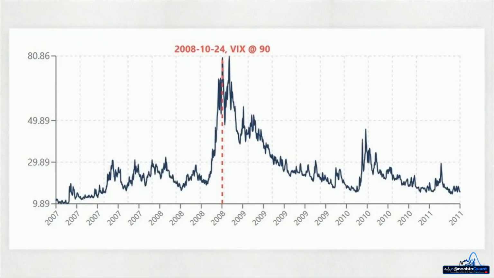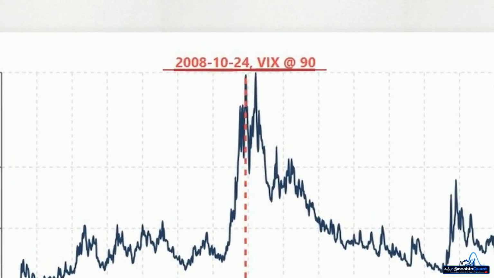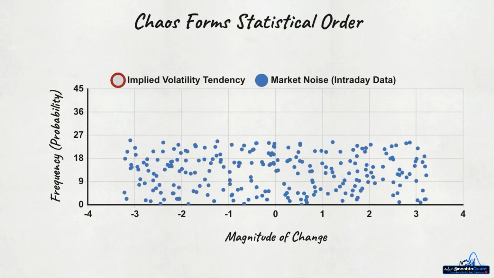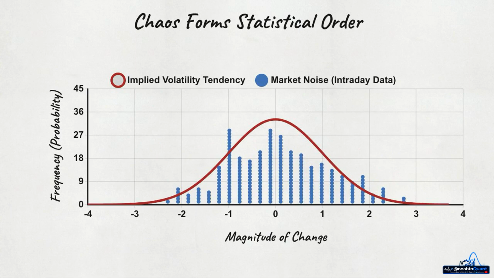Look at this chart of the VIX index. During extreme market events, like the massive peak you see here in late 2008, volatility behaves erratically, spiking to reflect widespread market panic. Underneath that apparent chaos are measurable statistical tendencies.